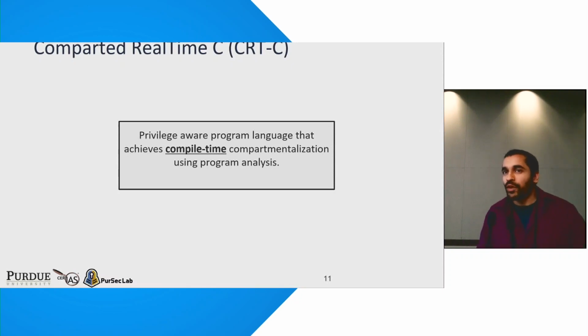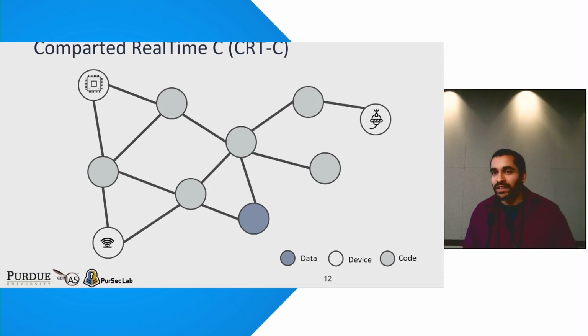To see how it works, I'll consider a toy firmware, where each node could be a data node, a device node, or a code node. And you can get the code from the slide.